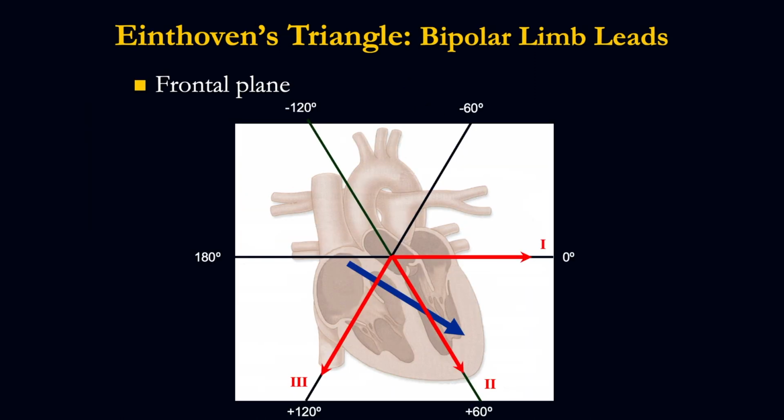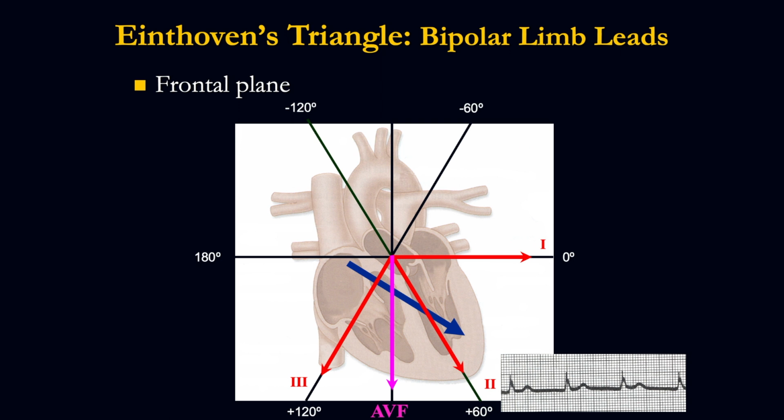We can also put these on the hexaxial reference system and look at more pictures of the heart. In AVF, we have the left leg that is positive. And remember, the right arm and the left arm are both negative. This results in mostly positive deflection because the mean electrical axis tends to go in that direction.